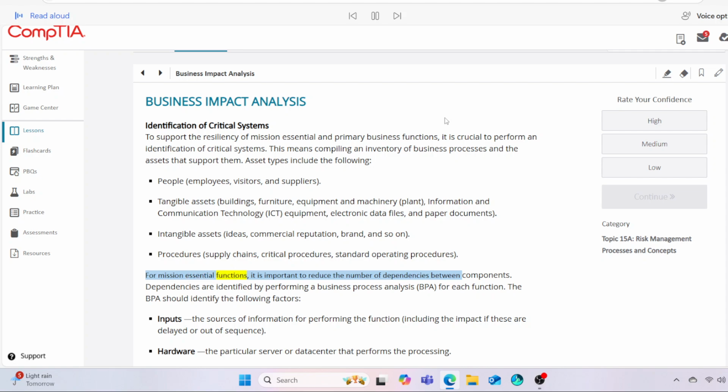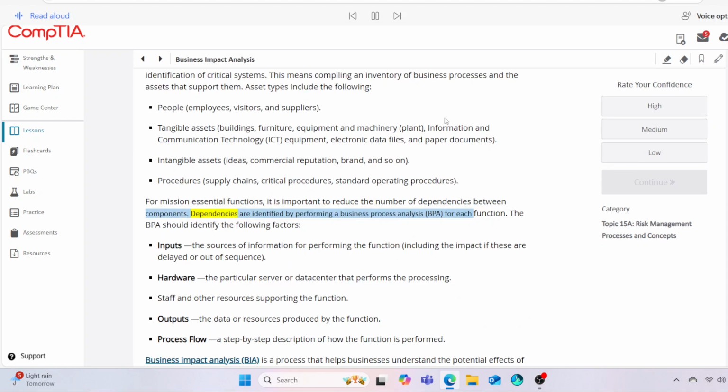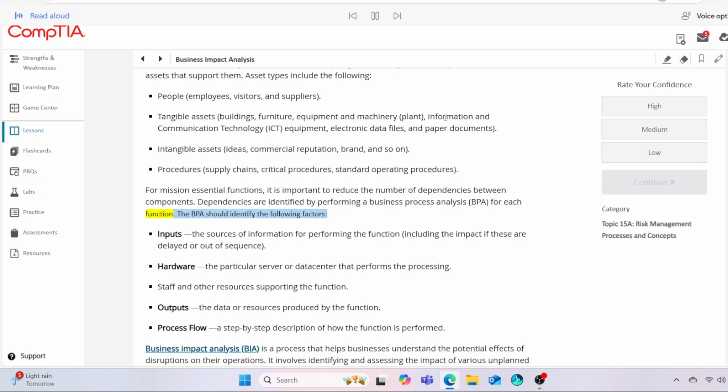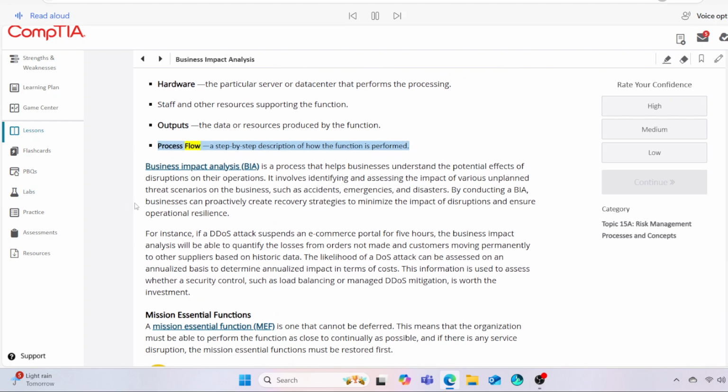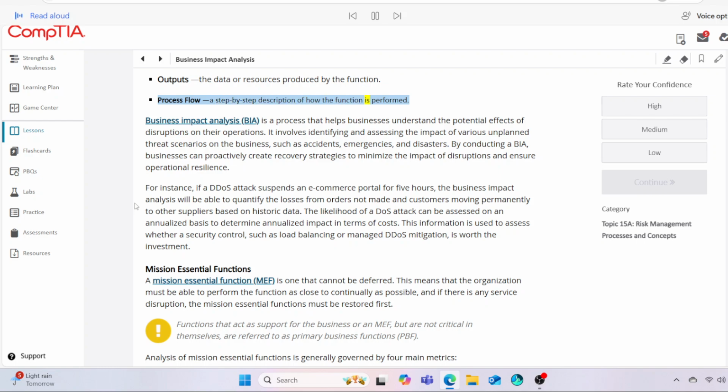For mission-essential functions, it is important to reduce the number of dependencies between components. Dependencies are identified by performing a business process analysis, BPA, for each function. The BPA should identify the following factors: inputs, the sources of information for performing the function, including the impact if these are delayed or out of sequence. Hardware, the particular server or data center that performs the processing. Staff and other resources supporting the function. Outputs, the data or resources produced by the function. Process flow, a step-by-step description of how the function is performed.